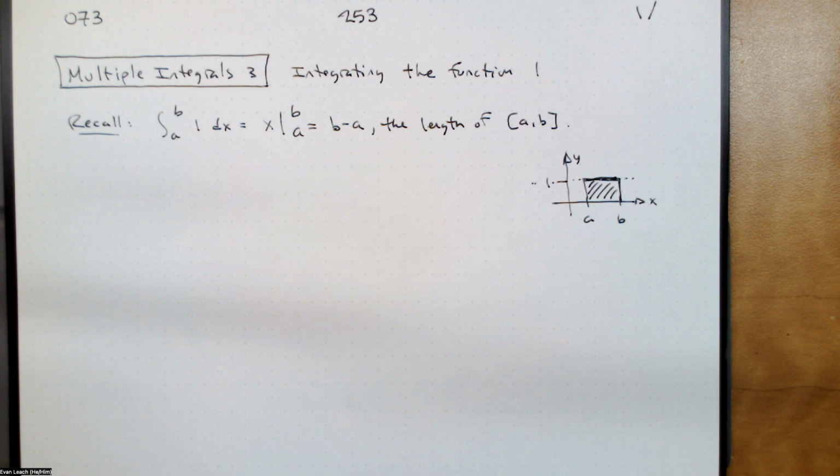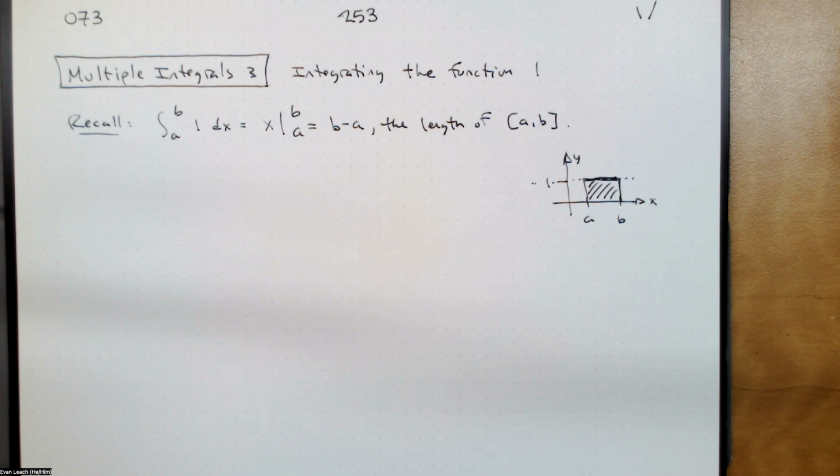We can see this in a picture. We know it's the area where the height is 1 and the length of the interval is from a to b, so just b minus a. Since one of our dimensions is 1, the area that we're getting is just the length.